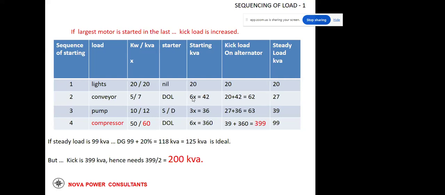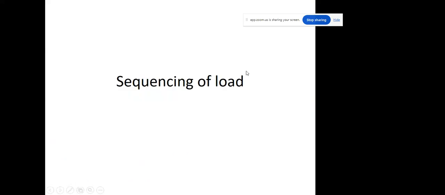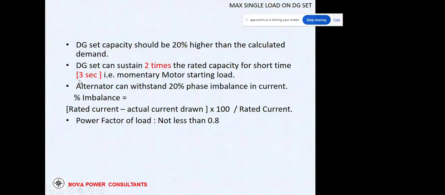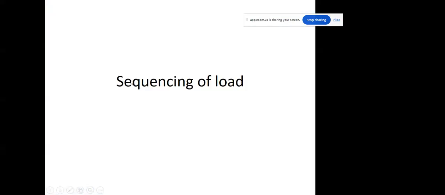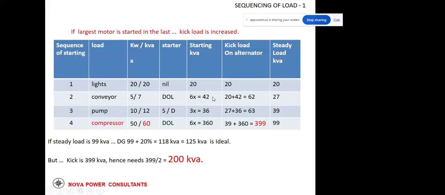We have to find out how much the acceleration time is. So here, what is mentioned in this statement is the short time of 3 seconds. So 3 seconds is the acceleration time of the motor. If it is more than that, we have to go for a higher rating. Now, come to the conveyor.